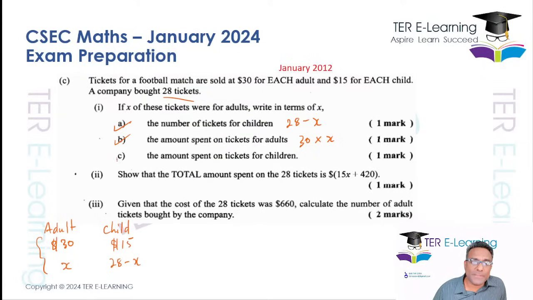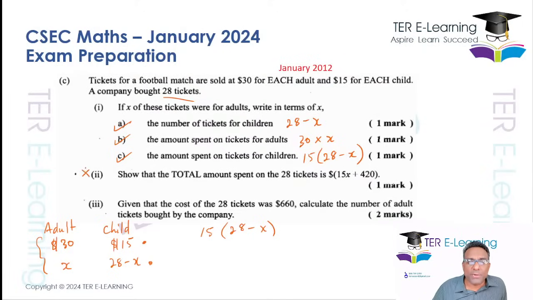The next part, the amount spent on tickets for children. All we need to do is take the price for a child and multiply by the number of tickets. So that's going to be 15 multiplied by 28 minus X. Now, we can leave our answer like that if you want, or you can simplify it. It doesn't matter. So the answer for this is simply going to be 15 by 28 minus X.